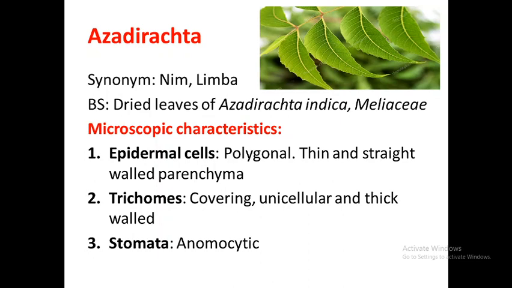The microscopic characteristics of Azadirachta, the first is epidermal cells. The epidermal cells of Azadirachta are polygonal in shape and thin and straight wall parenchyma is also there. Then trichomes is the second microscopic characteristics of Azadirachta. The Azadirachta consists of covering trichomes with unicellular and thick wall covering trichomes. Third microscopic characteristics, that is stomata. So Azadirachta contains anomocytic stomata.